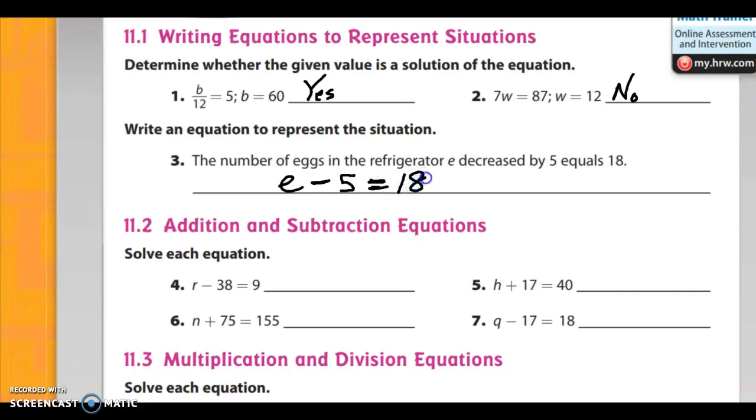Now it doesn't ask us to solve. If it did, we could figure that out. We would simply add 5 to 18 and we get 23. It doesn't ask us to do that. It just asks us to write the equation. So we have done that. Okay, let's move on.